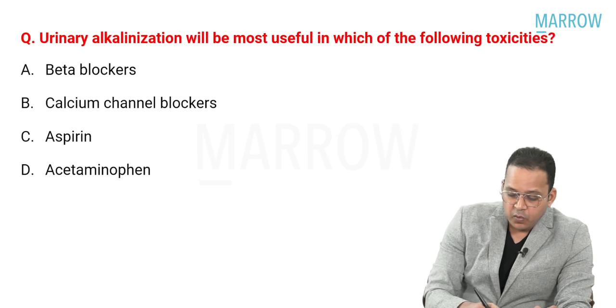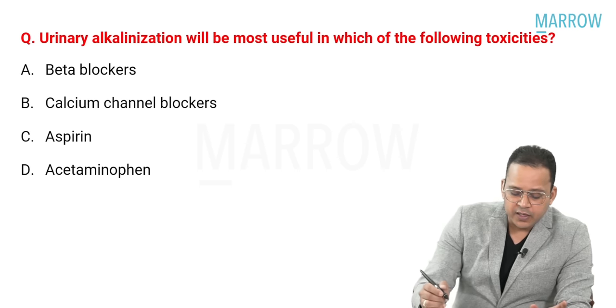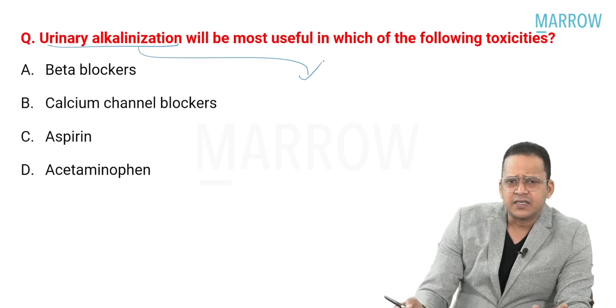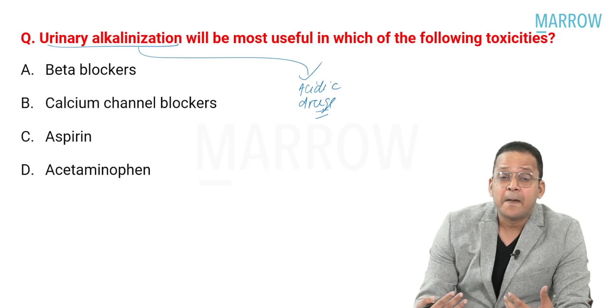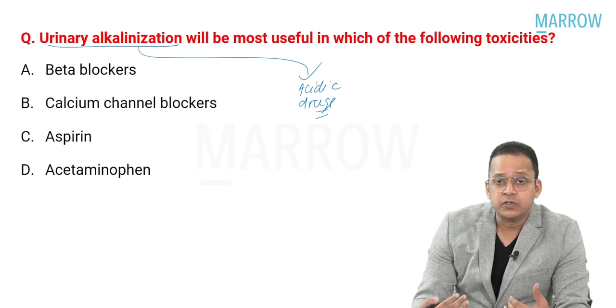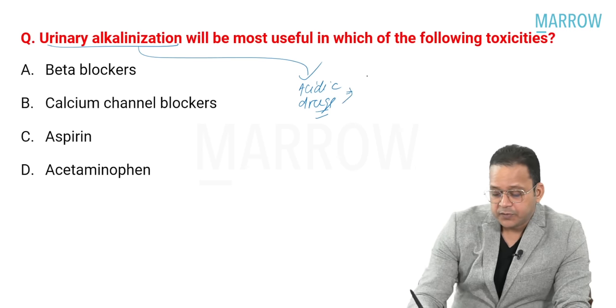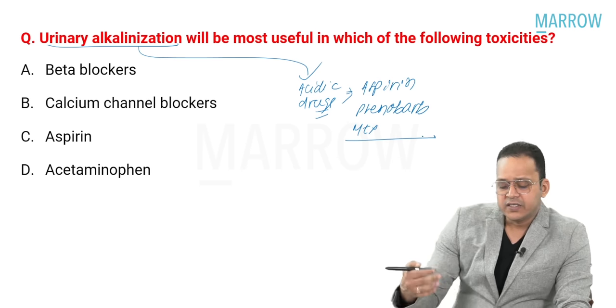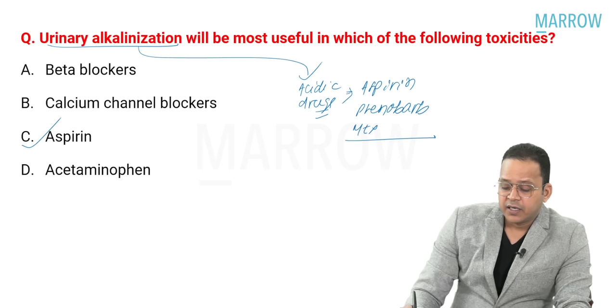Urinary alkalinization can be most useful in which of the following toxicities? Beta blocker, calcium channel blocker, aspirin, acetaminophen. See, urine alkalinization, I've discussed this, is an easy MCQ. It is usually done for acidic drugs, because that would make the drugs much more ionized in renal tubules, water soluble, and facilitate excretion. So acidic drugs like aspirin, phenobarbital, methotrexate, these are the drugs for which I can do it. So the answer is aspirin, right? So urine alkalinization can be done for aspirin.